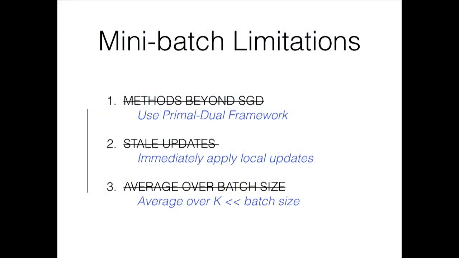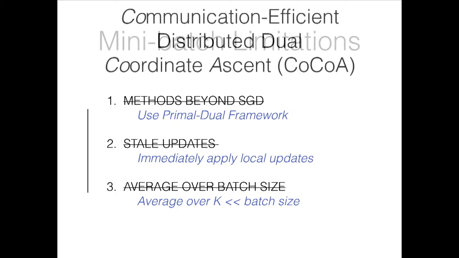So instead of using stochastic gradient descent, we're using a primal dual framework that allows for multiple optimization algorithms to be used internally. Instead of having stale updates, we're immediately applying our updates locally on each machine. And instead of averaging over the batch size, we're averaging over the number of workers, K, which is strictly less than the batch size. OK, so these are the principles of CoCoA, which, like I said, stands for Communication Efficient Distributed Dual Coordinate Ascent.